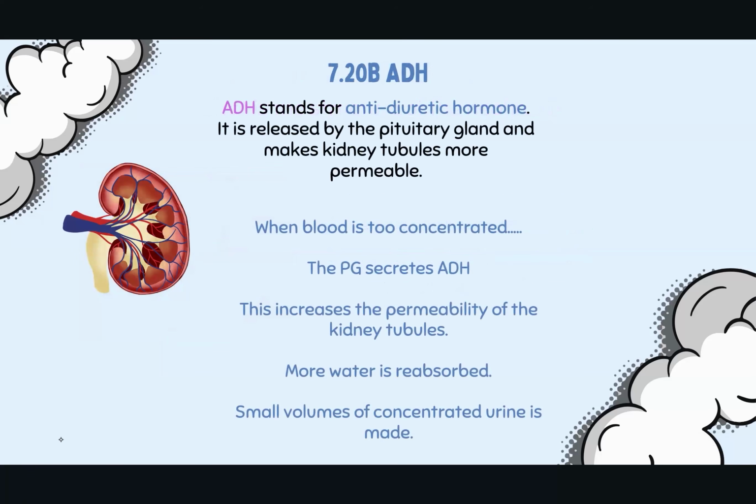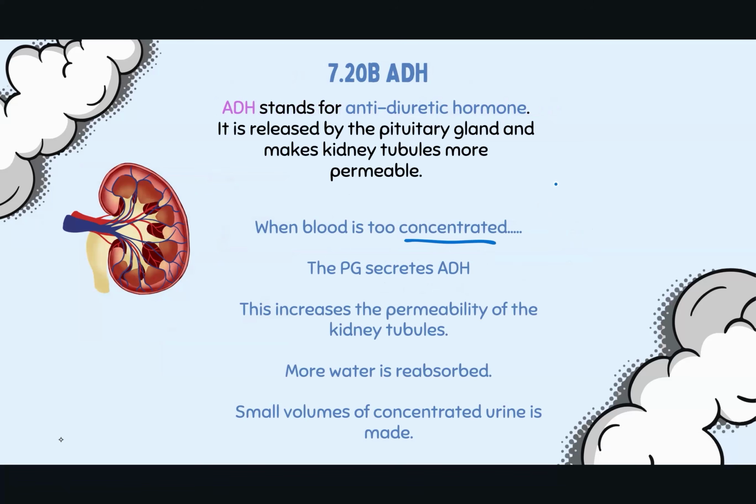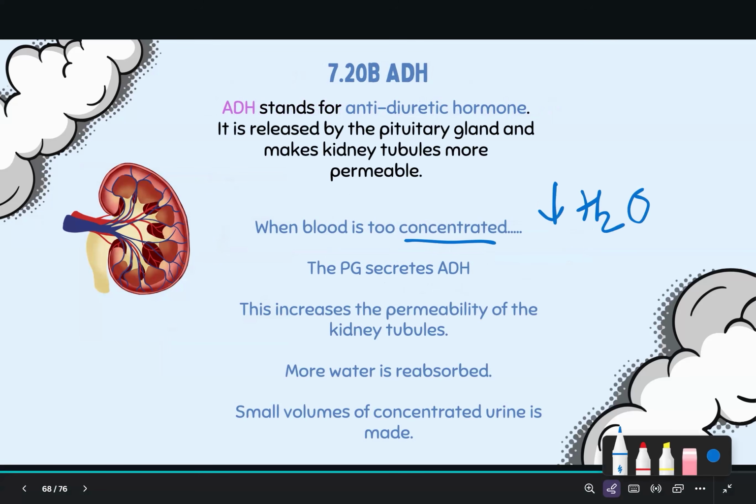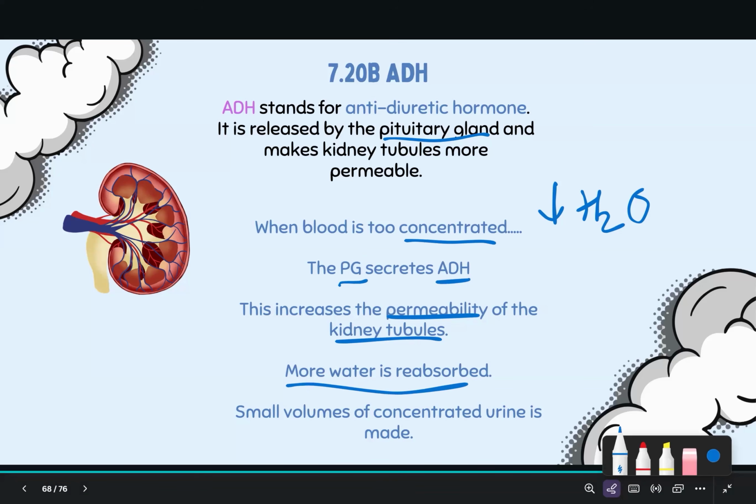Now, the bit we really need to understand is this bit, the ADH bit. How is it that ADH helps with the reabsorption of water? So when the blood is too concentrated, meaning there's not much water, the pituitary gland secretes ADH. This increases the permeability of the kidney tubules. When we say permeability, it means there's now more space for the water to leave through. Now, because the kidney tubules are more permeable, more water is then reabsorbed. More water re-enters the blood.